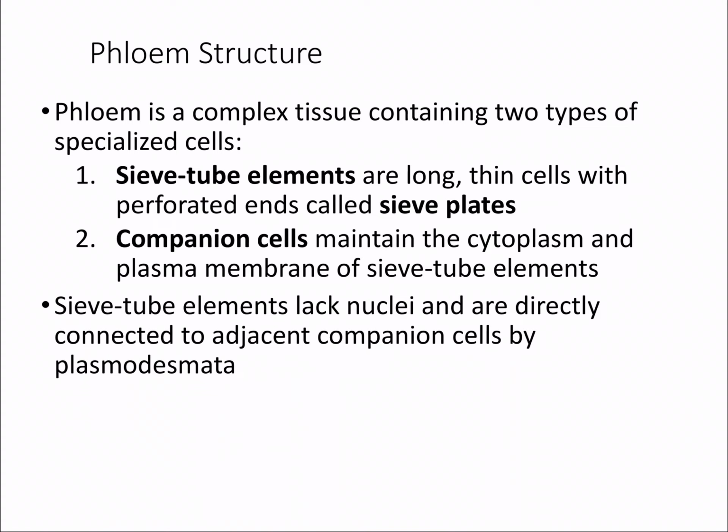In addition to the sieve tube elements, we also find in the phloem, around it, these companion cells, and they maintain the cytoplasm and the cell membrane of the sieve tube elements. All right? These sieve tube elements do not have a nucleus, and they are connected to companion cells by plasmodesmata. So the sieve tube elements basically just do the work of moving the sugars and things like that, and the companion cells provide the nucleus and all of the sort of cell structure to those sieve tube elements.